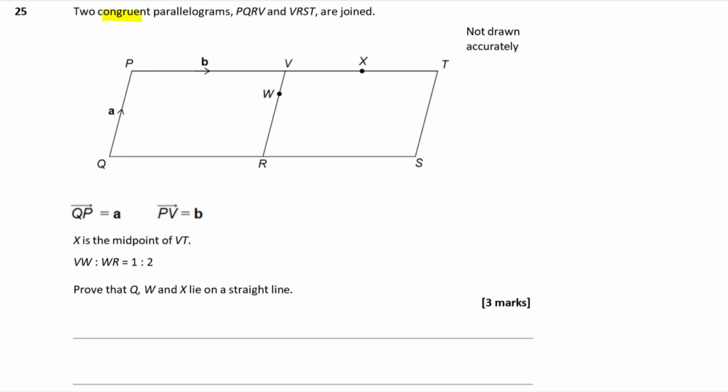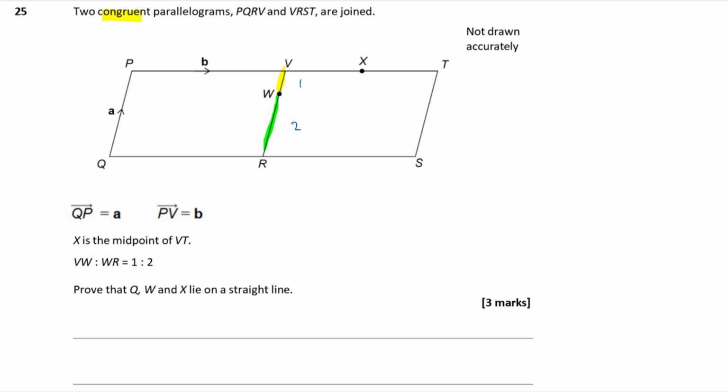VW to WR is in the ratio of 1 to 2. Okay, so that means W is 1/3 or 2/3 of the distance along that line, doesn't it? Prove that Q, W and X lie on a straight line.